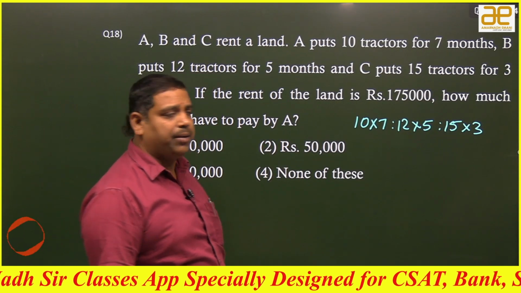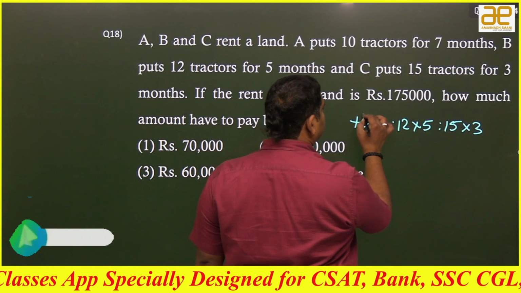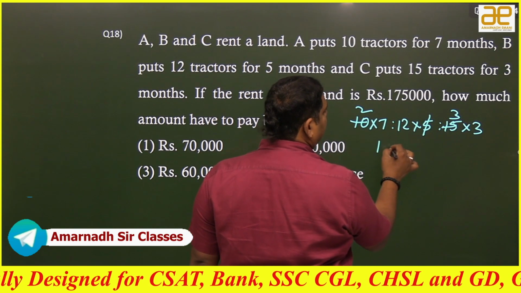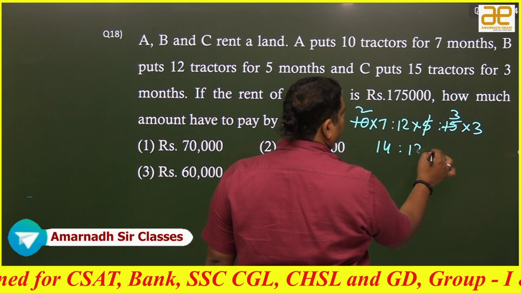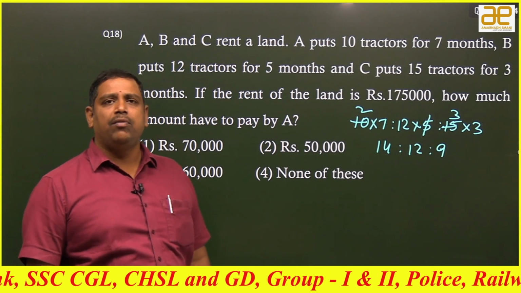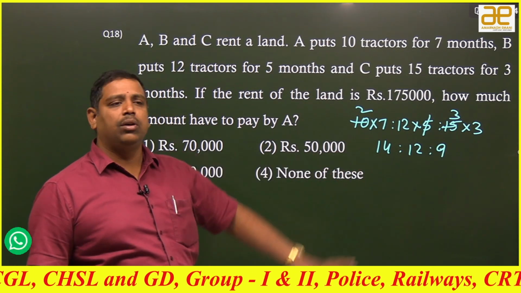Let's cancel with 5. 5 2s, 5 cancel, 5 3s. 2 7s are 14 is to 12 is to 3 3s are 9. So, they should distribute the profits in the ratio 14 is to 12 is to 9.